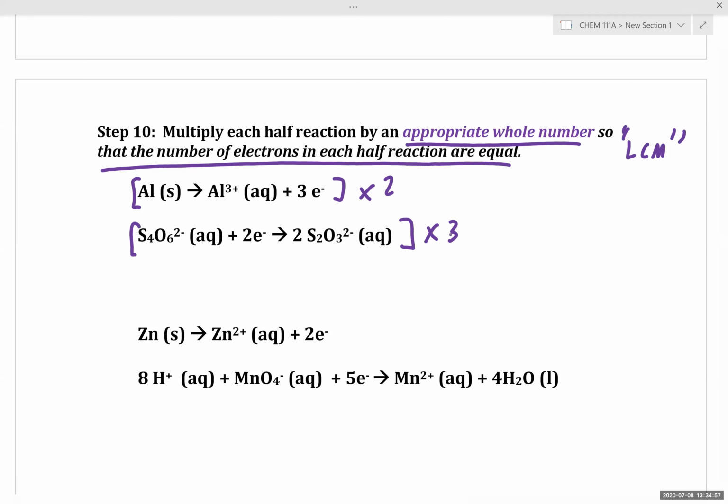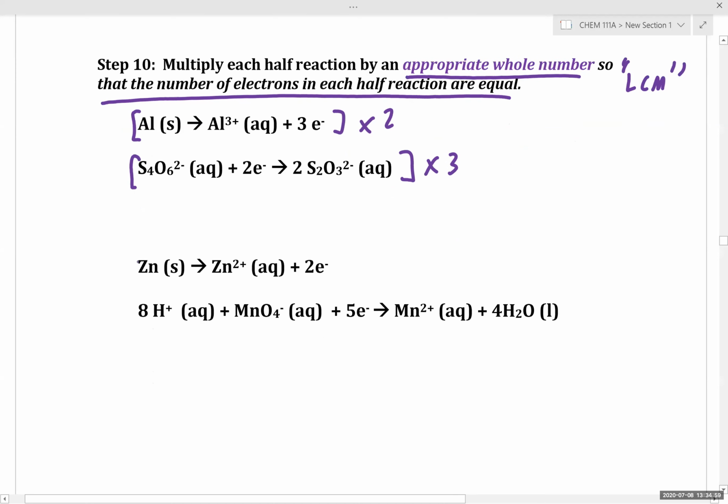Okay, perfect. Now let's look at this equation here. We have 2 electrons lost on the top, and we have 5 electrons gained on the bottom. What is the least common multiple between 2 and 5? 10. Yep. So we're going to multiply the top equation by 5 and the bottom equation by 2.